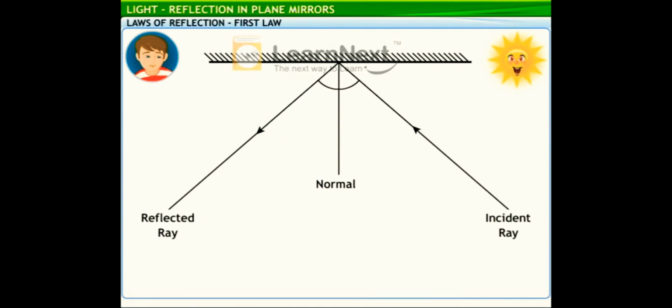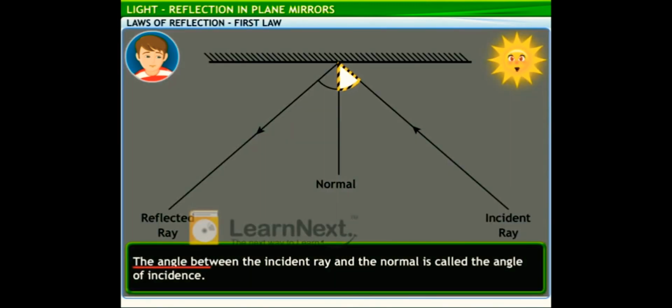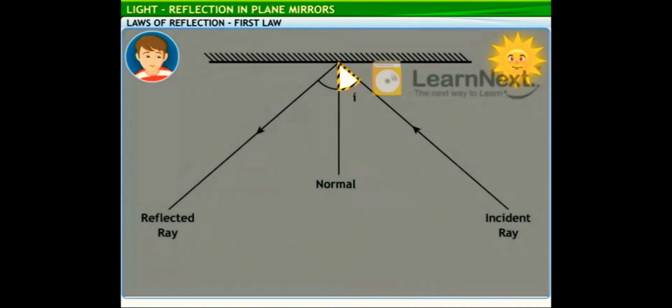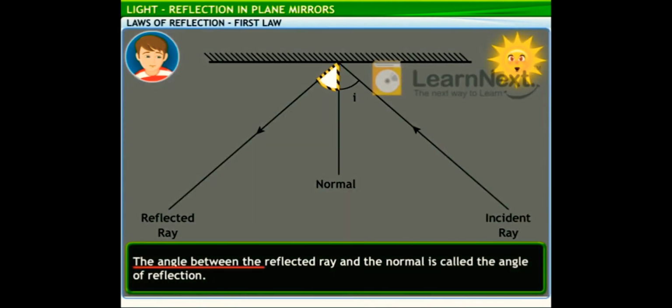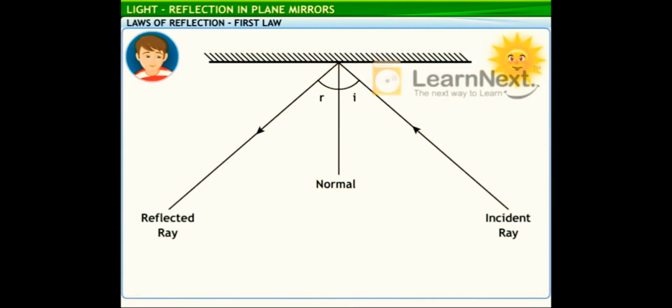Can you see how the other lines form angles with the normal? Yes, both the reflected ray and the incident ray form angles with the normal. The angle between the incident ray and the normal is called the angle of incidence. It is represented by the letter I. The angle between the reflected ray and the normal is called the angle of reflection. It is represented by the letter R.